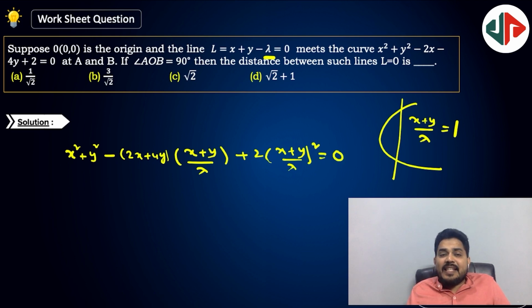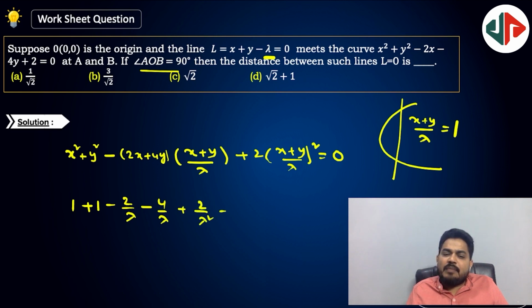Since the angle is 90 degrees, the x square coefficient plus the y square coefficient, I'm writing all together x square plus y square. From here you'll get minus 2 by lambda, y square coefficient minus 4 by lambda, here plus 2 by lambda square plus 2 by lambda square is equal to 0.